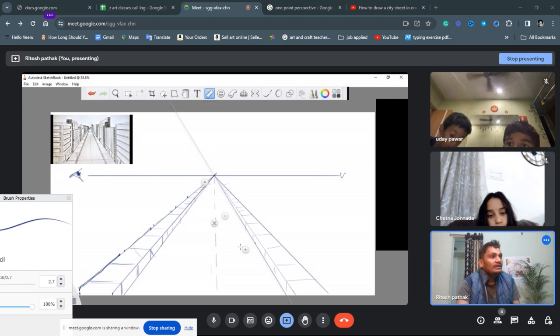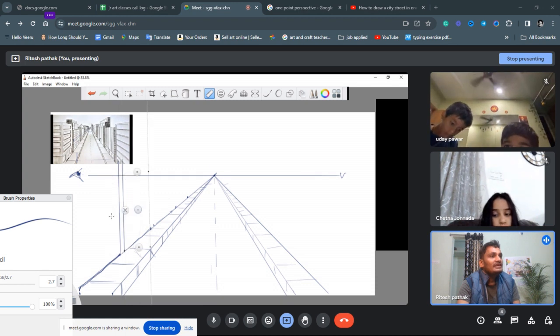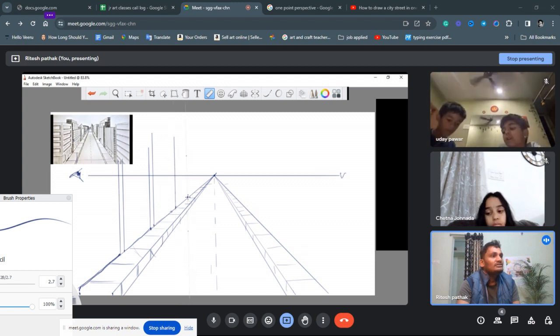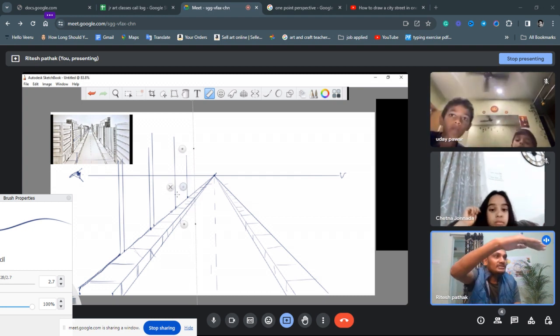Now I will take my ruler, and again for the buildings I will be doing standing lines. Just do standing lines, no need to do detail, guys. Wherever I made the mark, I am doing standing lines. How we did last time, we did the road, no? And that street light we did. Same way we are doing here. Buildings also. But as it goes near this point, the lines will become smaller. Right, guys? Chetna? Yes, it has to, because from up also it has to meet on that point.